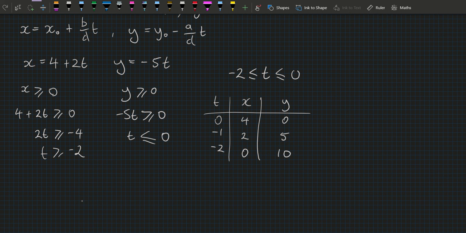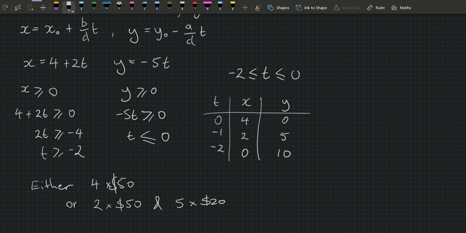Well, you could write this out a bit more formally. So either 4 times $50 notes and 0 $20 notes, or 2 times $50 notes and 5 times $20 notes, or the other chance is that we've just got 10 times $20 notes. Okay, there you go, that's the example.